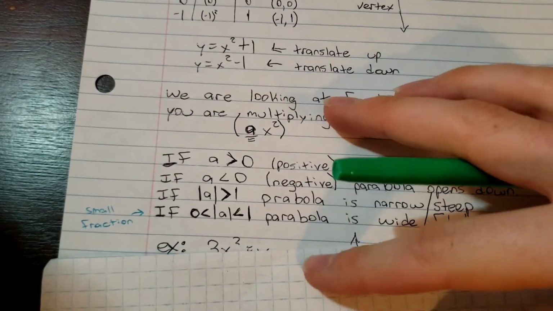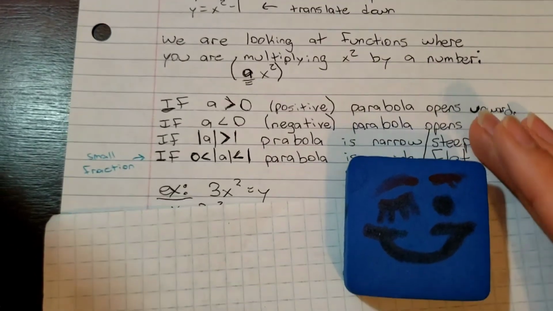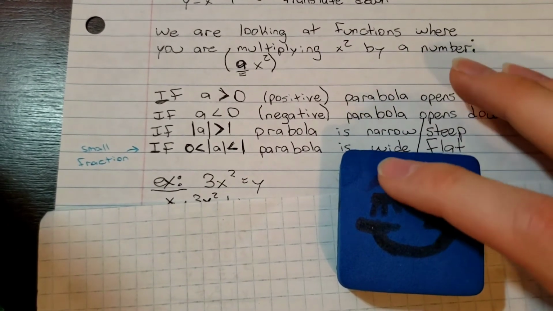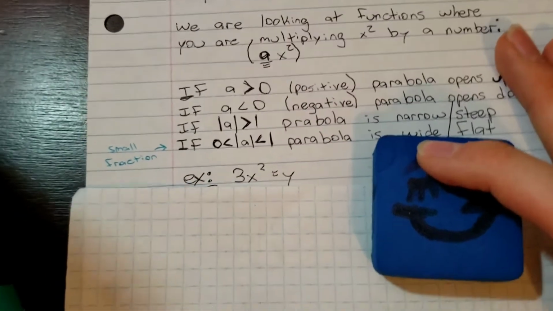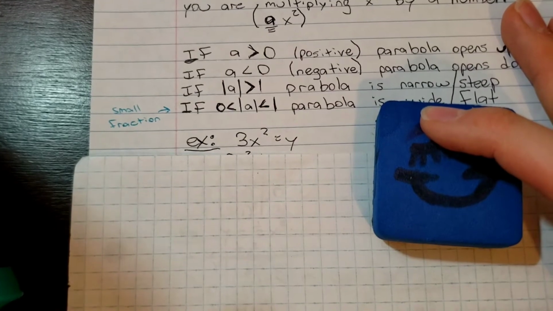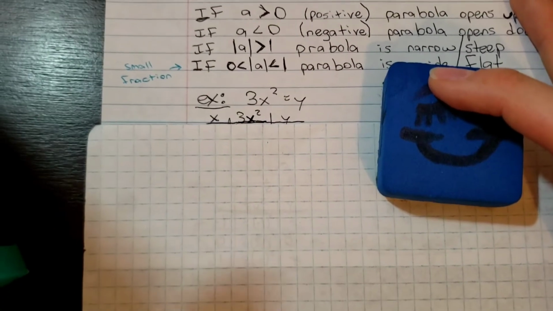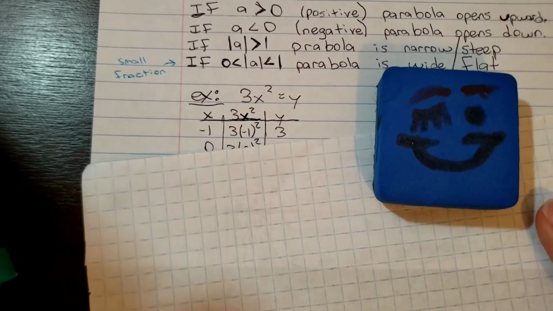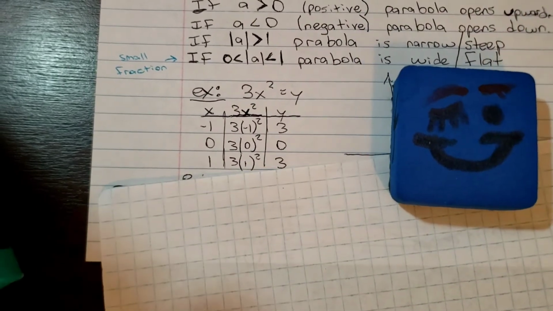Okay, our first example. I need a name for my eraser, so you guys are going to have to help me out with that. Okay, so let's say we have y equals 3x squared. So again, I'm going to make a little t-chart. And I'm going to plug in all these values. Oops, whoopsies. Disregard that second one.